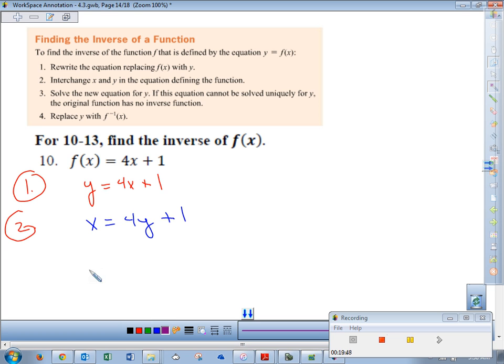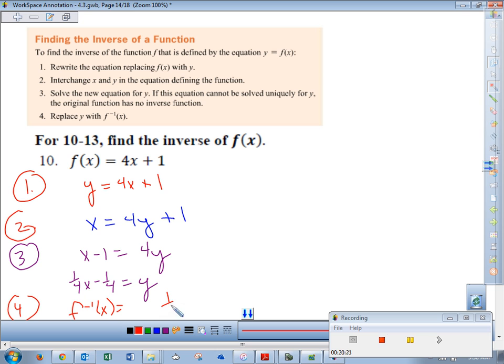Step 3, solve for y. What would I do to solve for y? I would subtract 1 from both sides. Then I would divide all terms by 4. Cool. Step 4, change y to f inverse. And I'm also going to do a little symmetric property. I'm going to say f inverse of x equals 1/4 x minus 1/4.